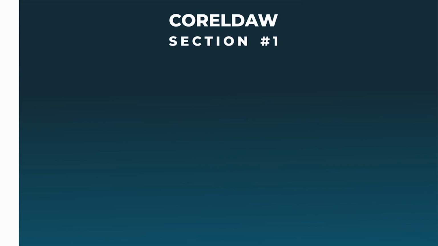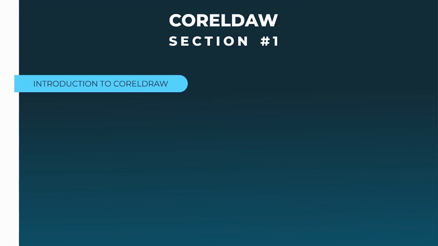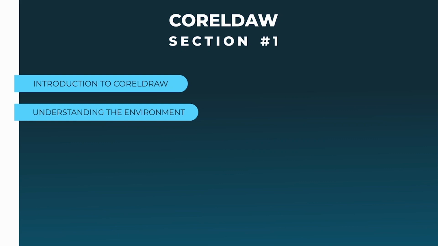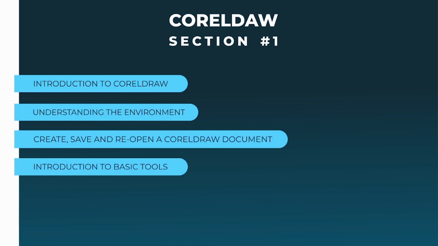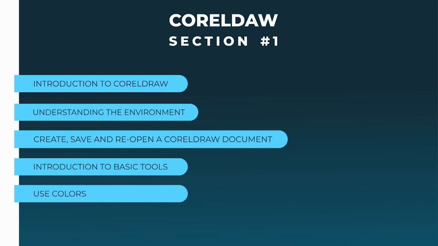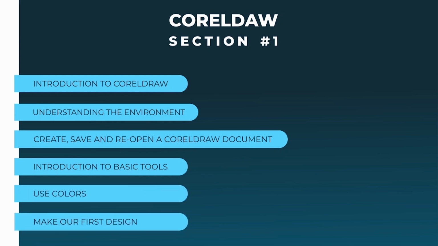Today's lesson, we will start off with a brief intro to CorelDraw. Next, we will learn and understand the CorelDraw environment. We will learn how to create, save, and reopen a CorelDraw document. Learn how to use basic shape tools, how to add text, apply colors, and at the end of this tutorial, we're going to be making our very first design together. Exciting, right? Also, I'm going to be sharing with you tips and shortcuts from my years of experience.